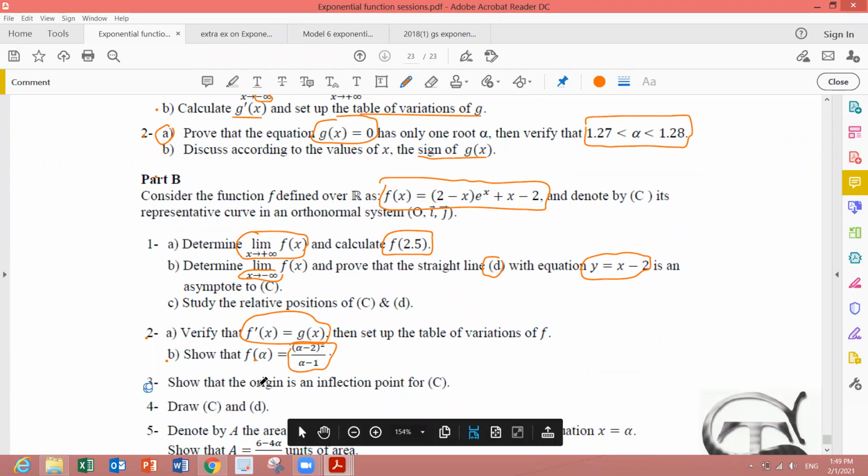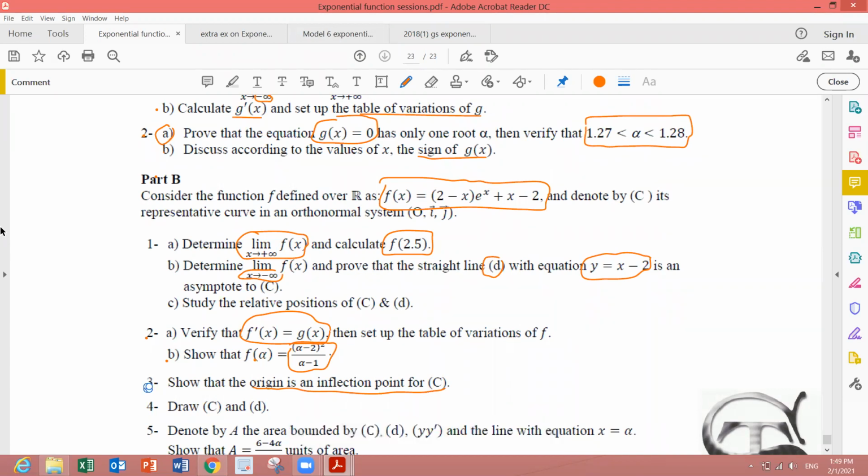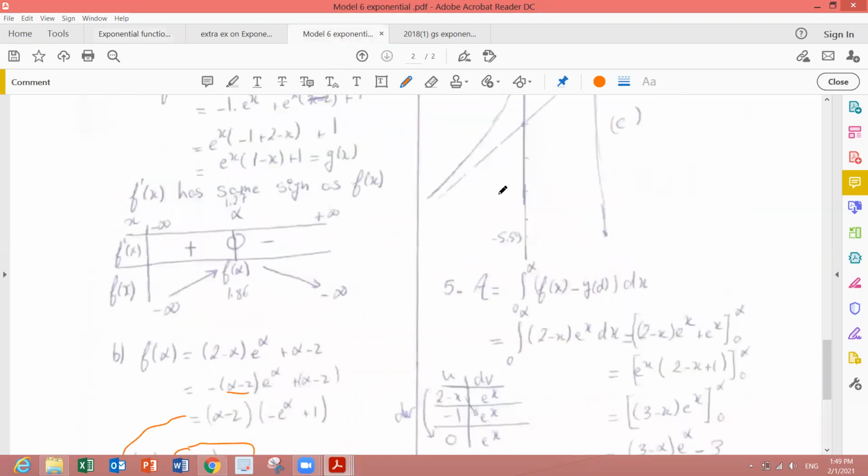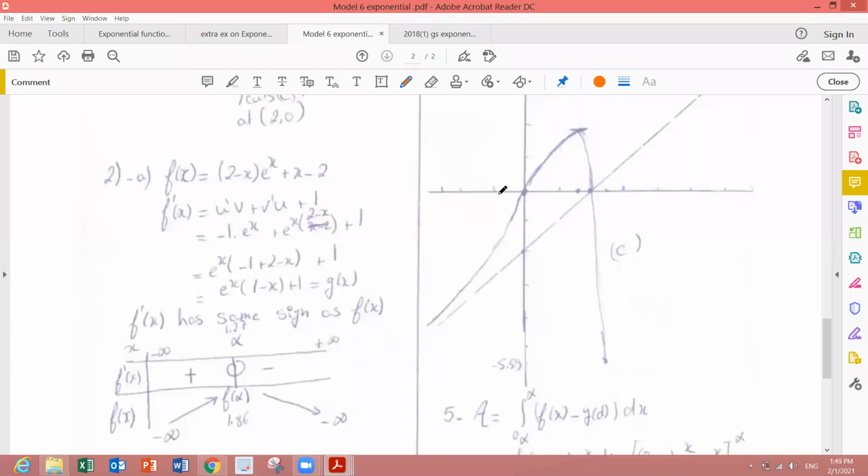Part 3. Show that the origin is an inflection point for C. How do we find the point of inflection? f double prime of x equals 0. Okay. But here, because it's the origin, meaning 0, 0.